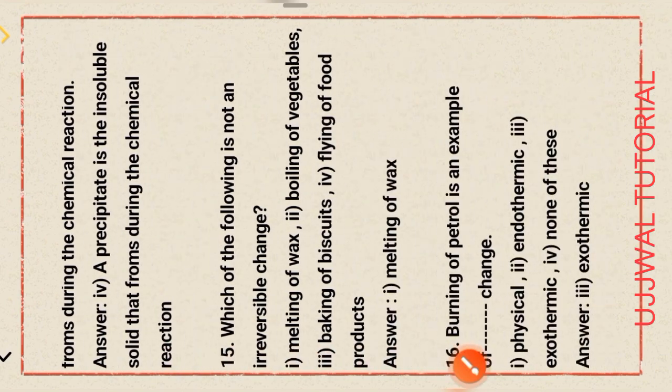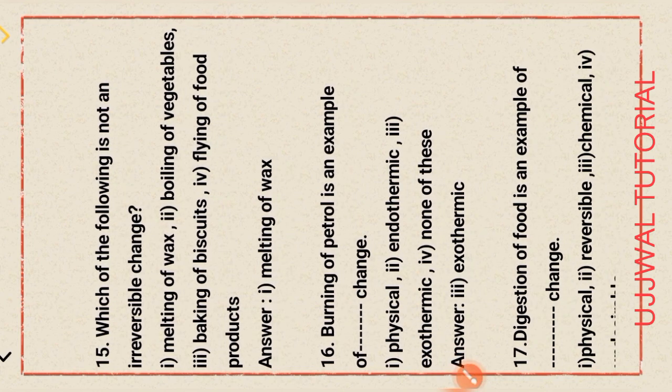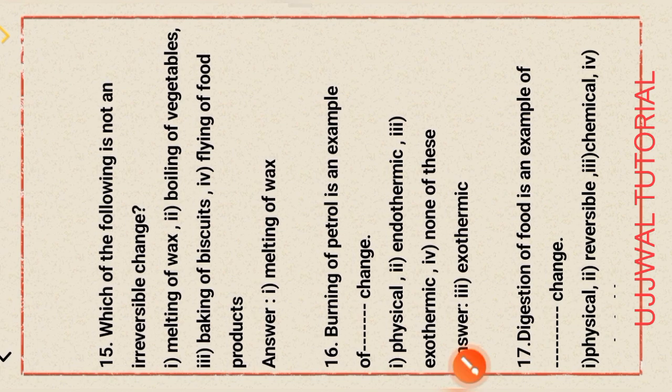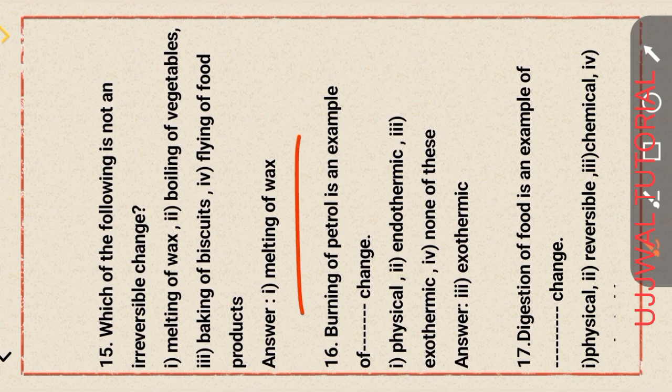Question number 15. Which of the following is not an irreversible change? Option 1. Melting of wax is not an irreversible change. Okay. Next question number 16. Burning of petrol is an example of dash change, exothermic change, due to creating the heat. So it is the exothermic change.